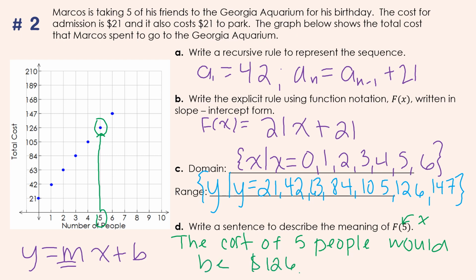You could also plug 5 into your function. You could do 21 times 5 and then add that $21 in for parking. You get the same answer. You could look in your domain and range and go to where it is for 5 people, and you can see that it's 126 as well. So 3 ways technically you could have done this. Easiest should be just looking at that graph though.